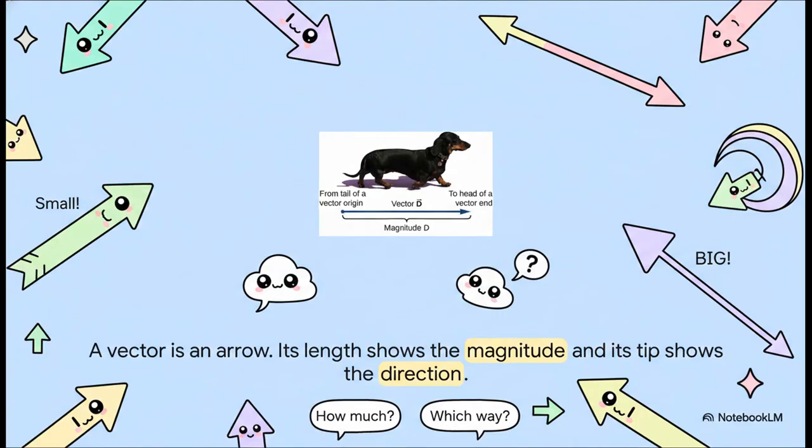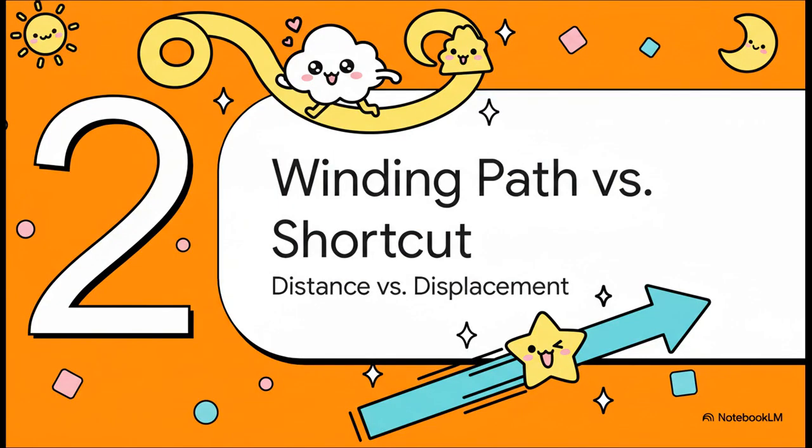You know, the easiest way to think about a vector is to just picture an arrow. It's perfect, right? The length of the arrow tells you its magnitude, a longer arrow means a bigger magnitude, and of course the arrowhead points you in the direction. So that one simple arrow gives you both pieces of information you need for a vector, how much and which way.